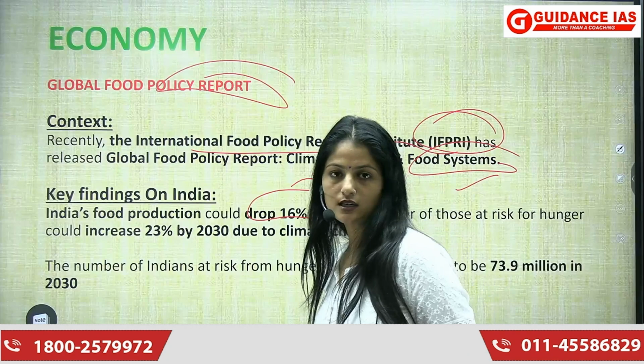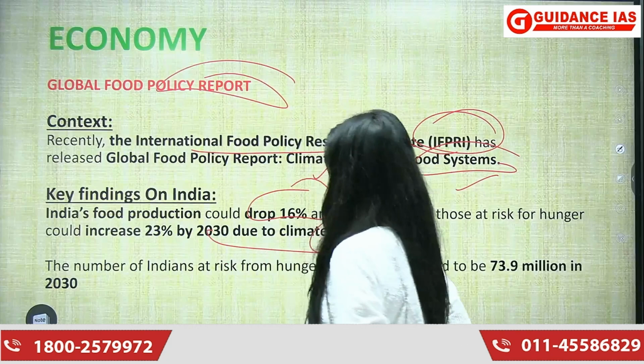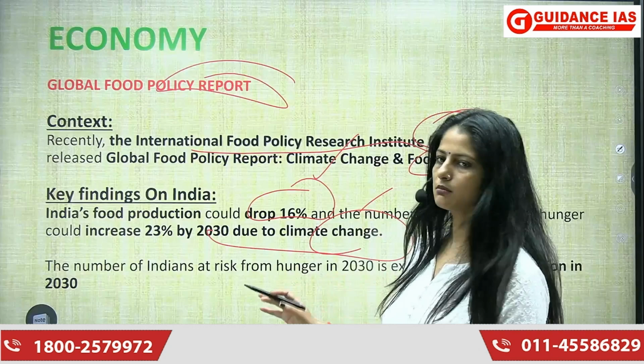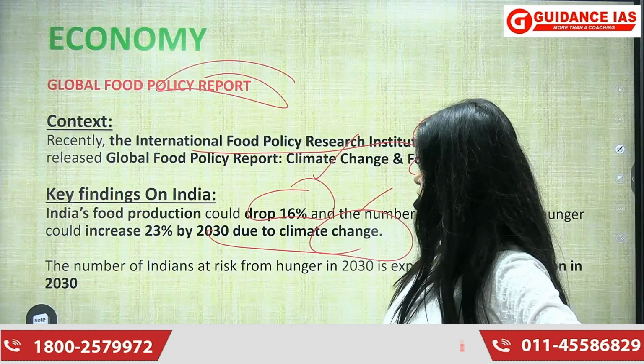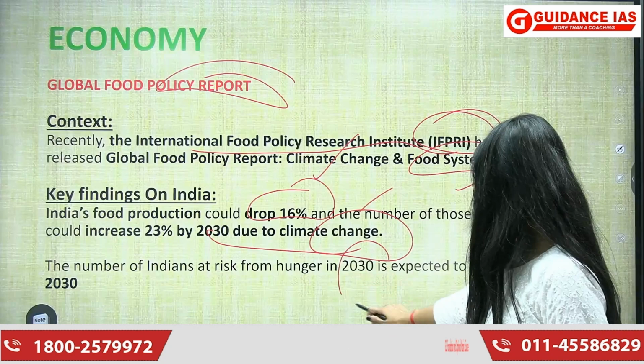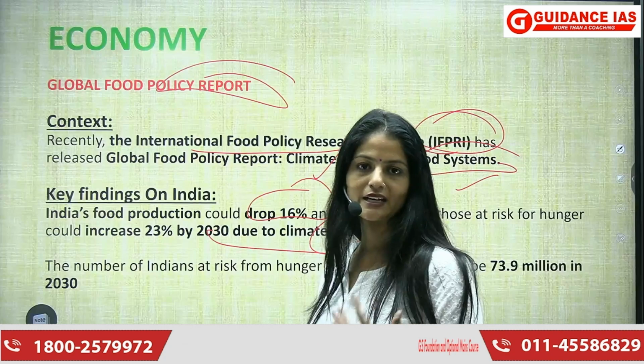So this is an alarming fact. These are just two or three major findings I've put here. There were many findings given in this particular report, but I'm just trying to tell you the important ones. The second one is that the number of Indians at risk from hunger in 2030 is expected to be 73.9 million. So by 2030 the number would increase dramatically, right? These were in the Indian perspective.